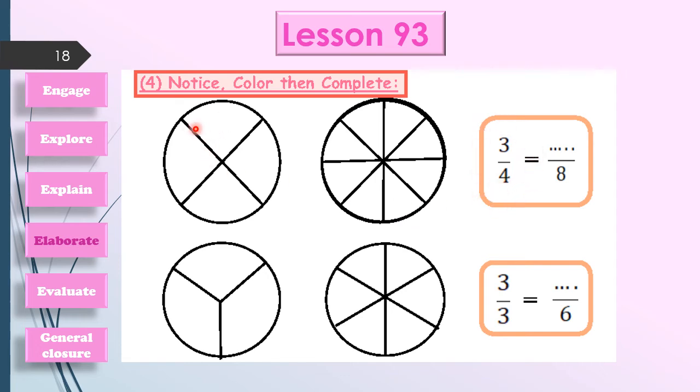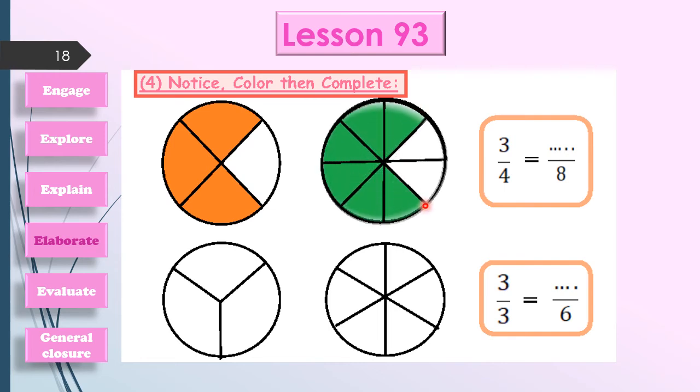It will be 3 parts out, sorry, 3/4. It will be 3 out of 4. It will be colored 3/4. Now, how many parts out of 8 do we want to color to make it equivalent? Let's do it. Like I colored here, I will color the same. Beginning from here and 8, I will add this part. It will be like this.